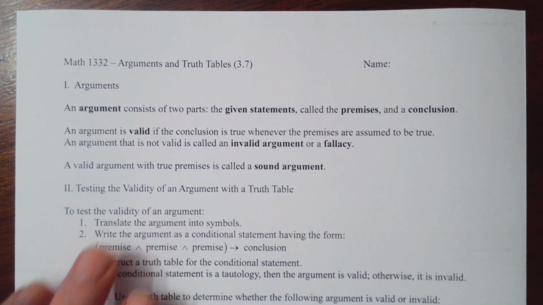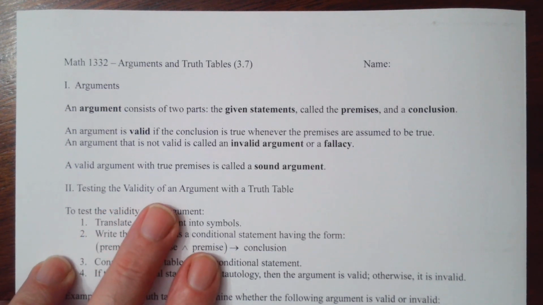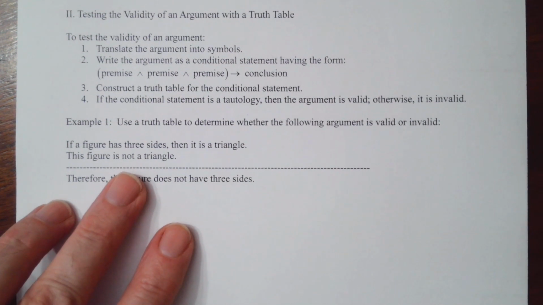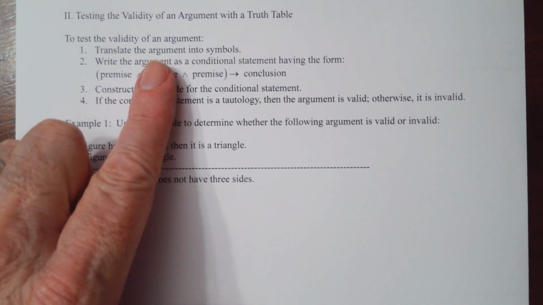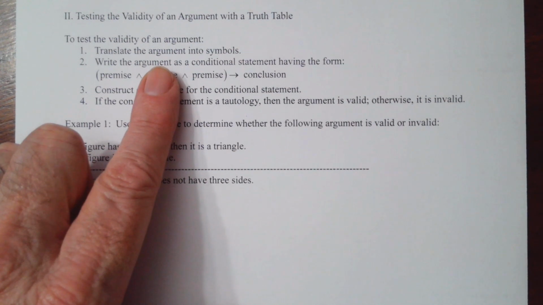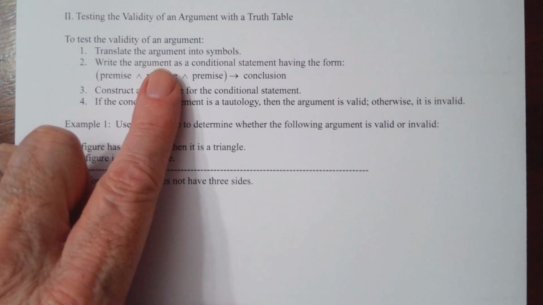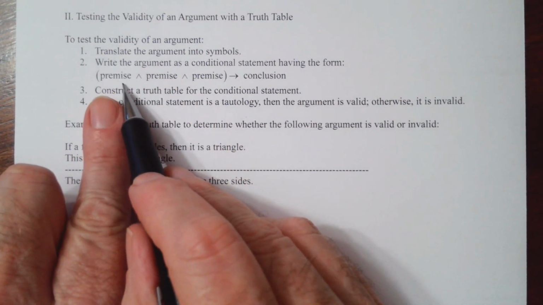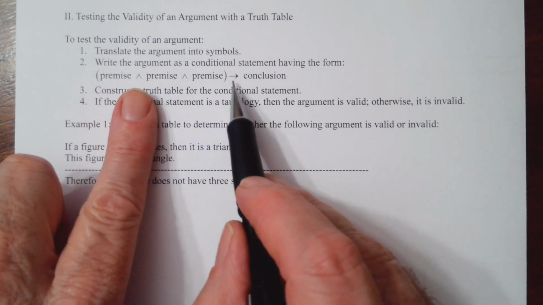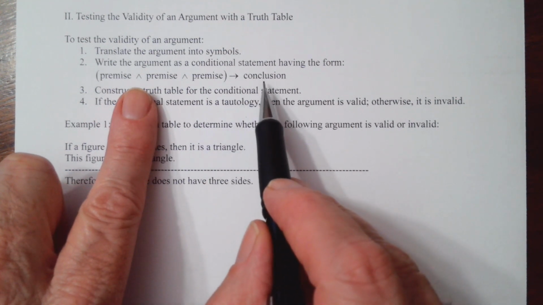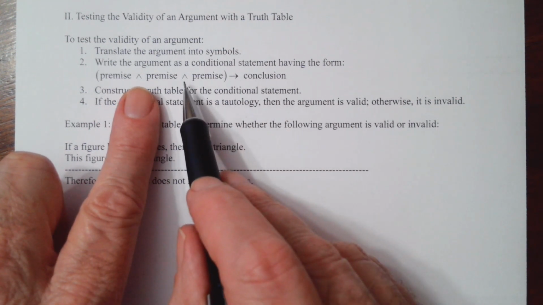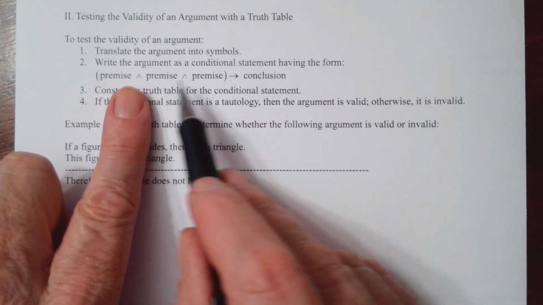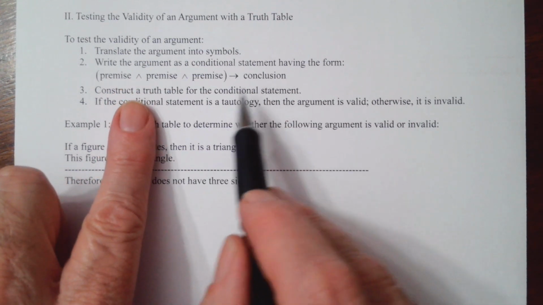Okay, so let's go ahead and look at testing the validity of an argument with the truth table. So here are the steps that we're going to use. To test the validity of an argument, translate the argument into symbols. Write the argument as a conditional statement having the following form. So basically you have your premises and you want to see if those imply some conclusion. And so that's how you set it up. Premise and premise and premise. There may only be one or two premises, and then you'll have your conclusion.